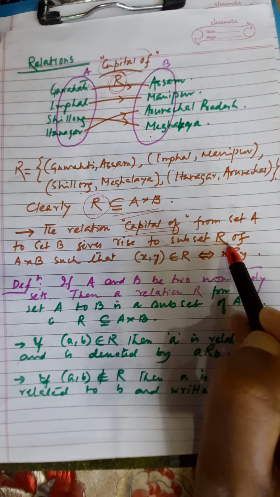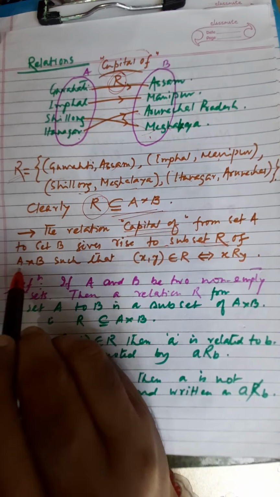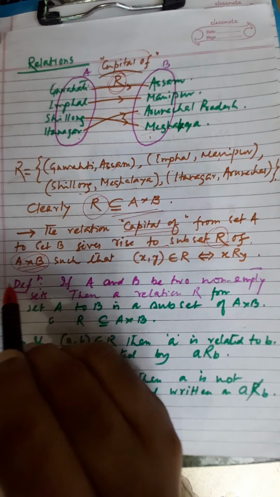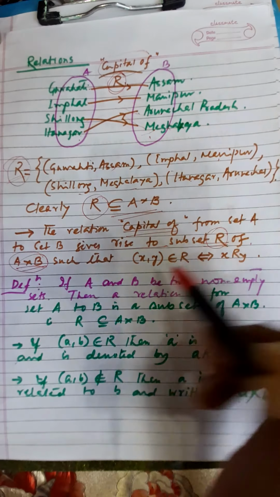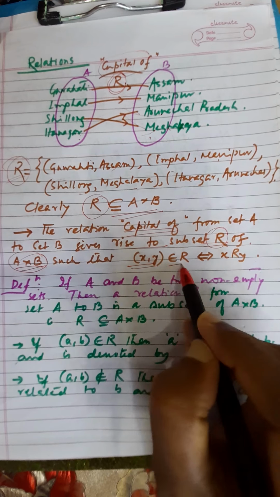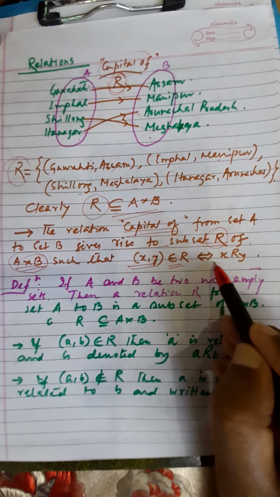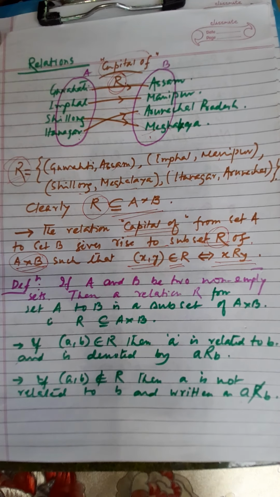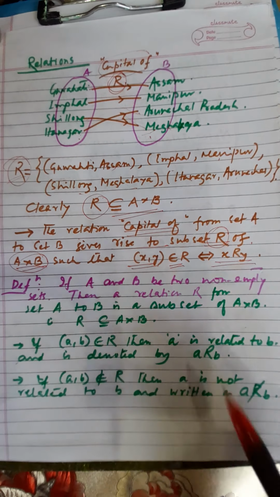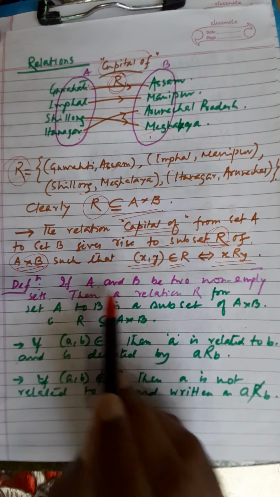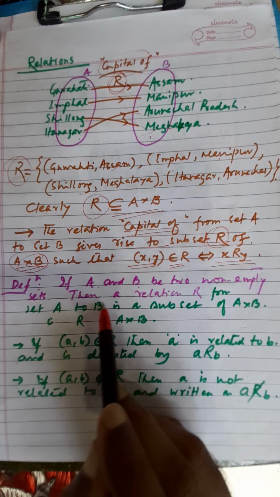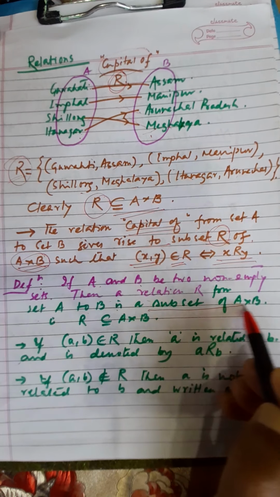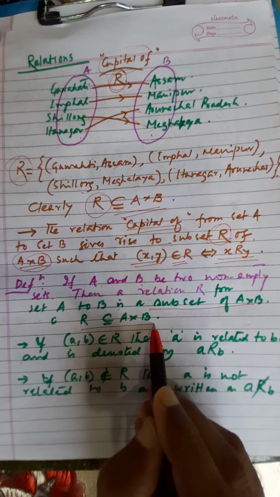A relation is nothing but a subset of A cross B, such that (x, y) belongs to R and x is related to y. In any way, x is related to y. So how can we define it? If A and B are two non-empty sets, then a relation R from set A to set B is a subset of A cross B. That is, R is a subset of A cross B.